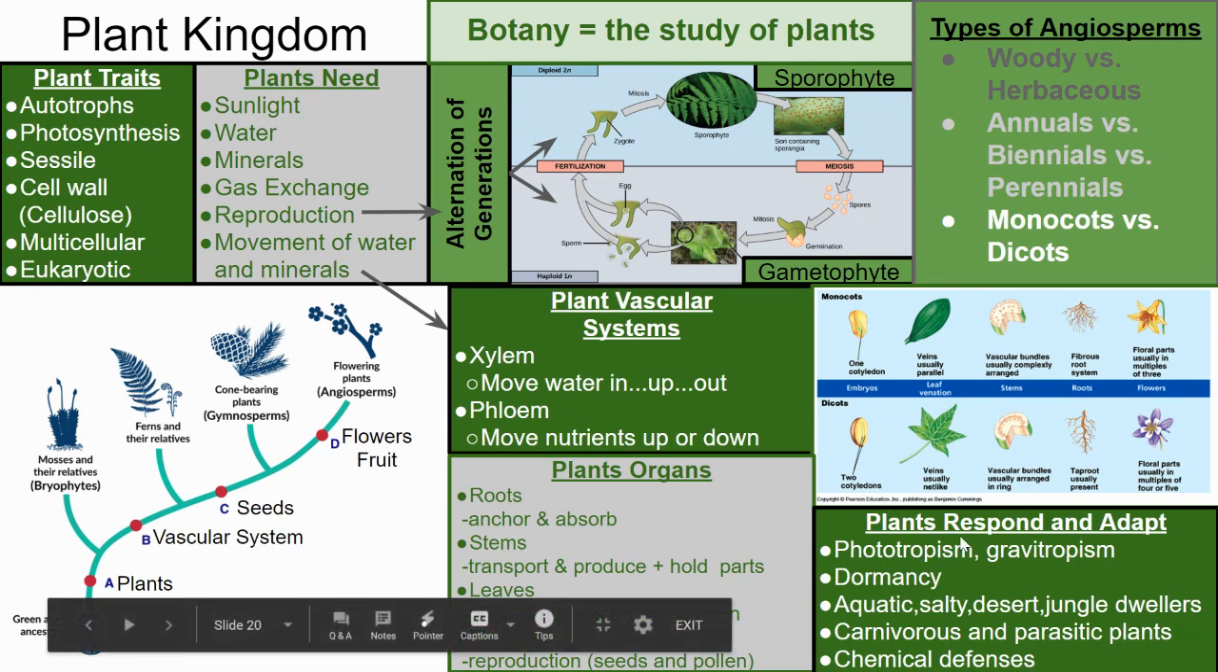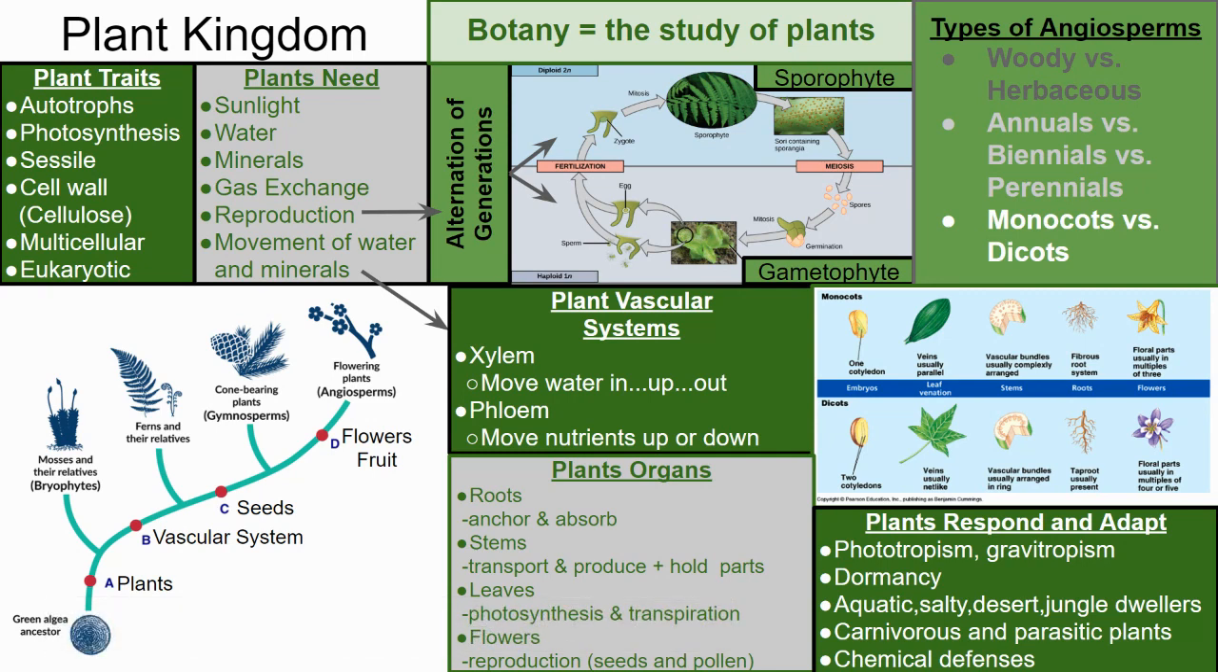All right, last bit about plants. Plants are really cool because they are actually able to respond to their environment and to adapt. Phototropism is one way they do that. That means growing towards the light. So if you see a plant and it's near a window, you might notice that plant grows towards the window. That's due to phototropism. The plant wants to be able to reach the light.